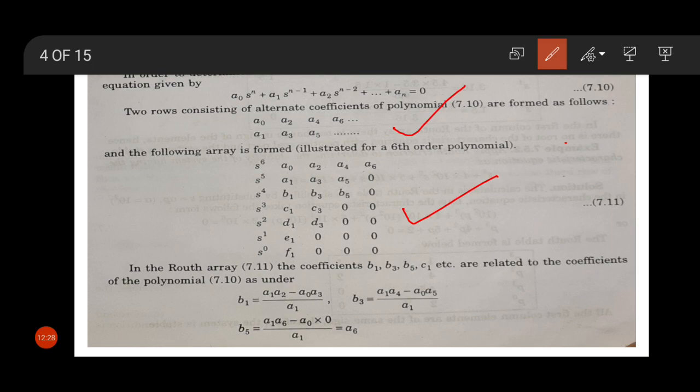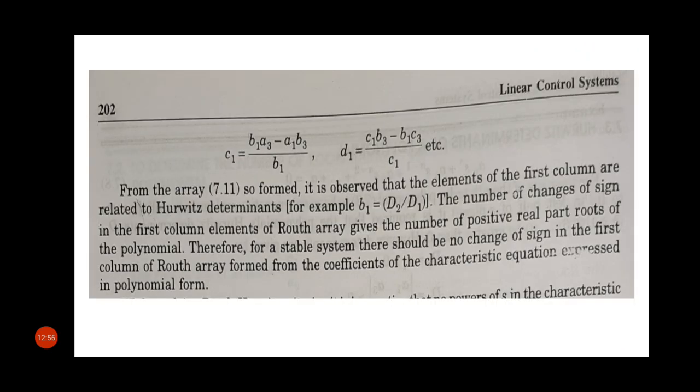So what is the relation between b1, b3, b5, c1 and the coefficients of the polynomial 7.10? b1 is equal to this, b3 is equal to this, and b5 is equal to this, and c1 is equal to this, and d1 is equal to this.